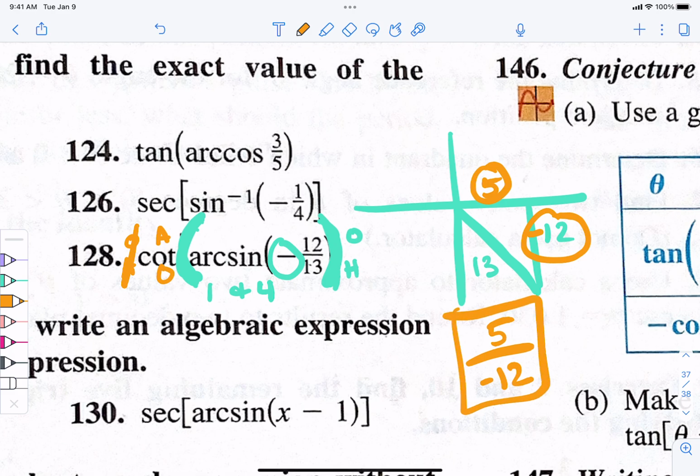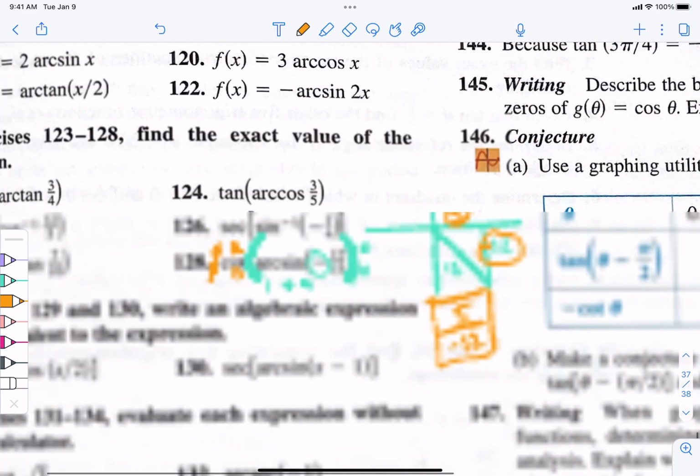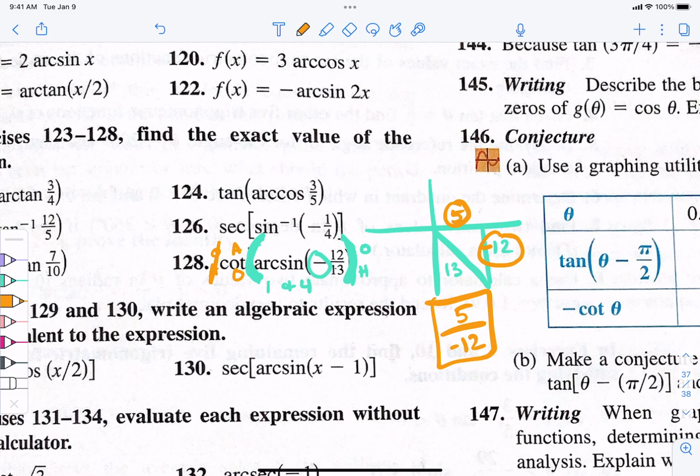So that inside piece always makes it so that you can draw the picture. Make sure you don't flub up your positives and negatives, guys. Because if you forget to put that negative on the 12, you would get 5 over 12, which is technically in the first quadrant. That's not what it is. What's next? 130.